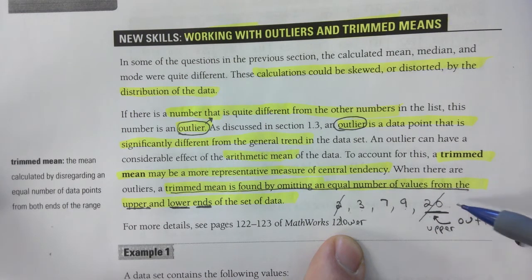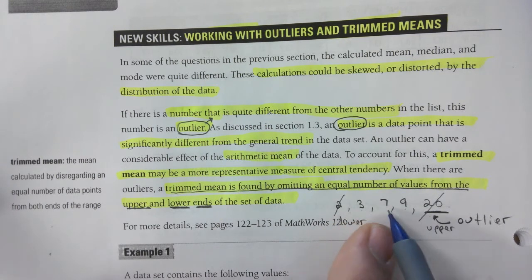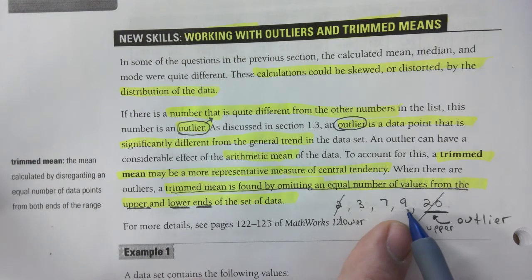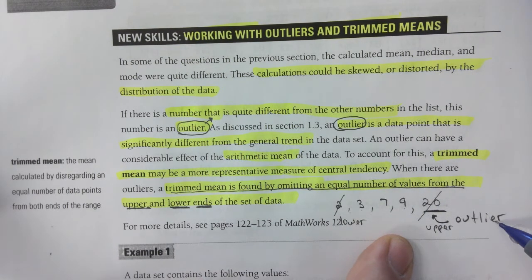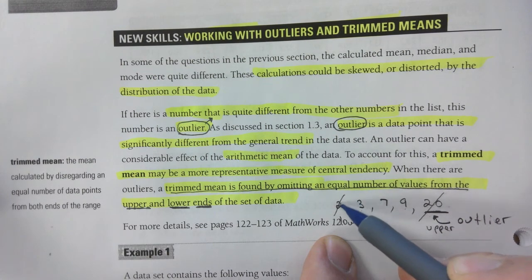Like if you had 20 and 21 or something right next to it, you would consider both of them to be outliers because your general trend was going 2, 3, 7. It's a jump, but it's not a huge jump. This one definitely sticks out. We would call that an outlier. We would want to get rid of it, but we also need to get rid of the lower.